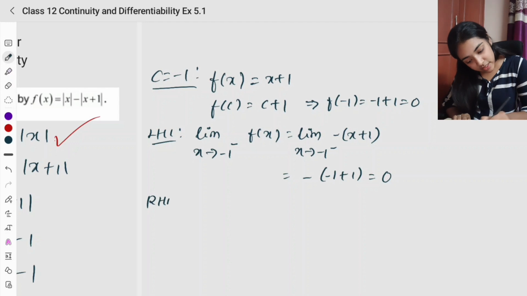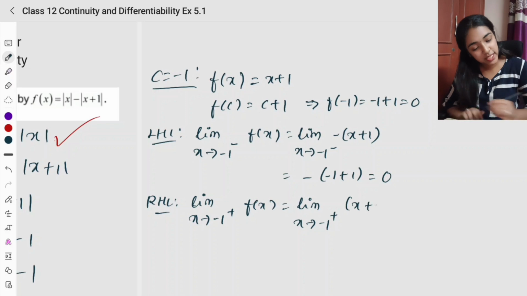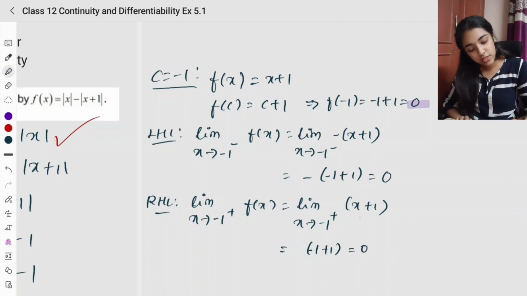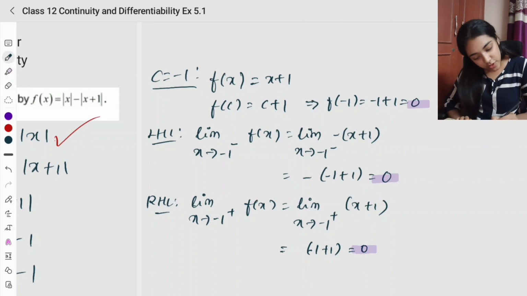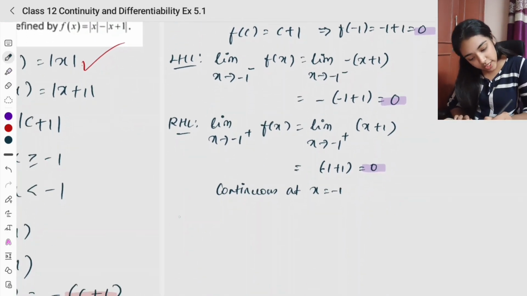And what is my right hand limit? The limit as x tends to minus 1 plus of f of x is going to be the limit as x tends to minus 1 plus of x plus 1. I'm going to have minus 1 plus 1, which is going to be 0. So f of c is 0, left hand limit is 0 and the right hand limit is 0. So it is continuous at x is equal to minus 1. So the entire given function is also continuous. So mod of x plus 1, which is my h of x, is continuous.